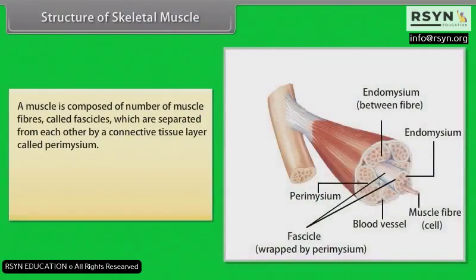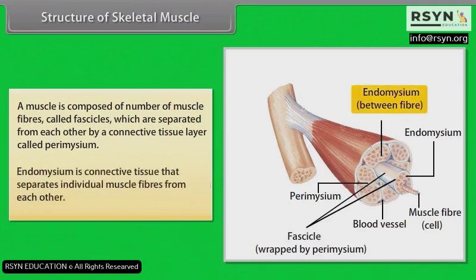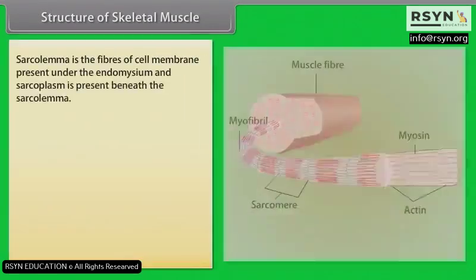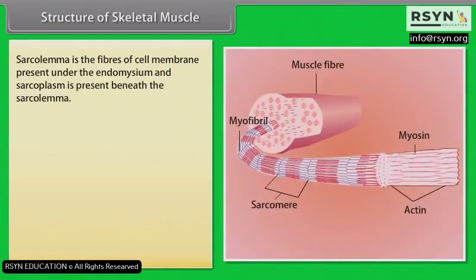Structure of skeletal muscles. A muscle is composed of number of muscle fibers called fascicles which are separated from each other by a connective tissue layer called perimysium. Endomysium is connective tissue that separates individual muscle fibers from each other. Sarcolemma is the fiber of cell membrane present under the endomysium and sarcoplasm is present beneath the sarcolemma.